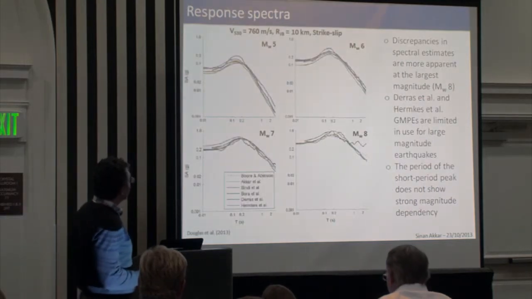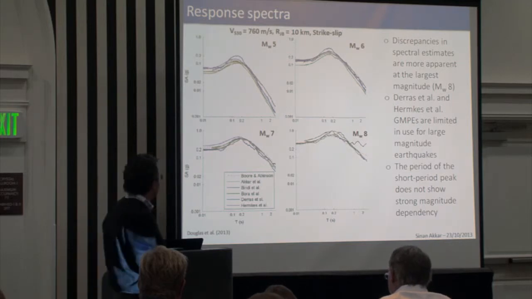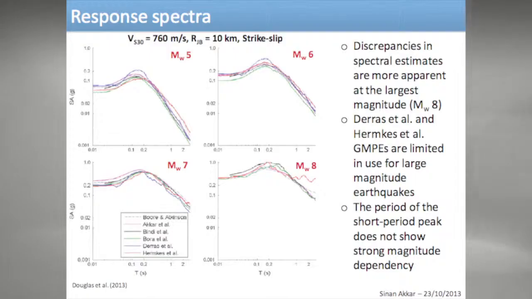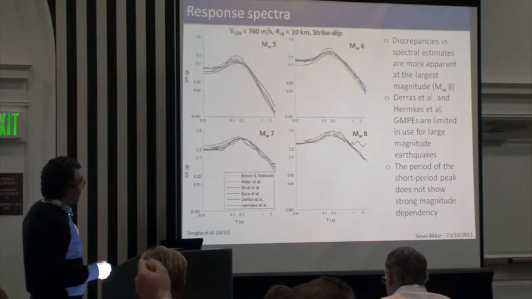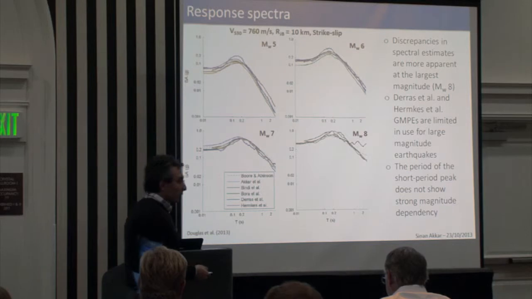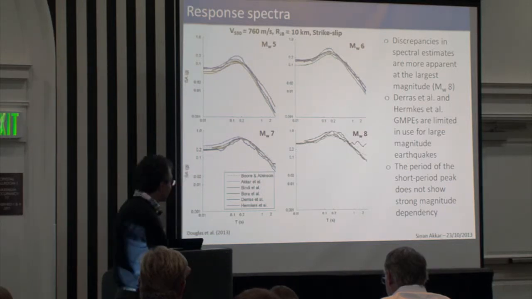Okay, and these are the comparisons for response spectra. Again, for a generic rock site, Joyner-Boore distance 10 kilometers and strike slip events, magnitude 5, 6, 7, and 8. I'm not going to say too much, as it's nothing different from the previous slides.